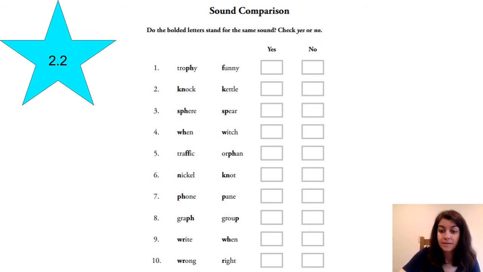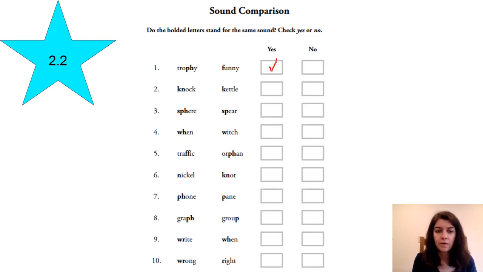Number 1, we did this one already in our example. Trophy, trophy. Funny. Looking at the PH, what sound does the PH make in trophy? It says f. What sound does the F make in funny? It says f. Same or different? Same, so I'm going to check yes. Yes, they make the same sound.